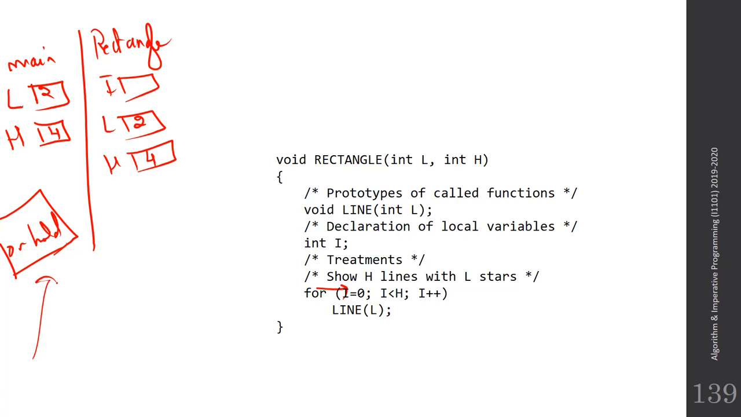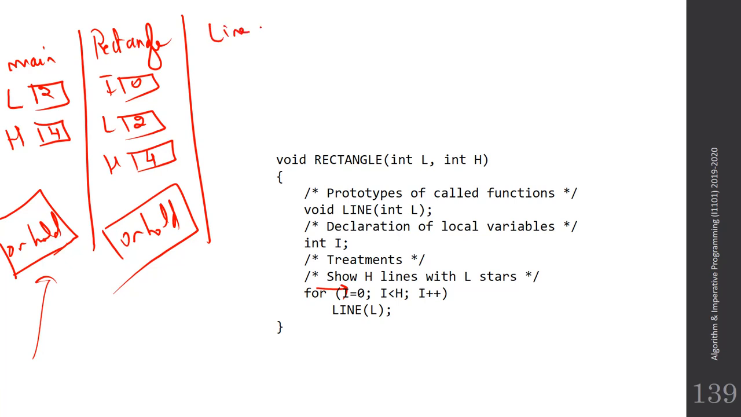So I have the variable I. In I first I have placed 0. And then for I equal to 0, I less than H, okay, 0 is less than 4, I will execute line of L. So line of L is another function. Now I cannot execute rectangle because I should execute another function, line. So, okay, rectangle is on hold now. Look well. It cannot proceed because I need line.